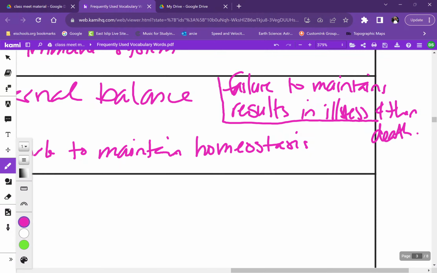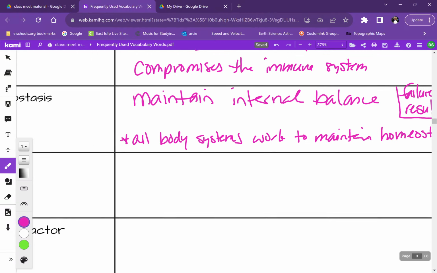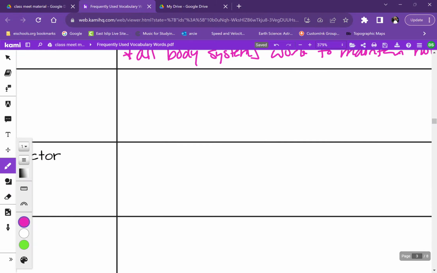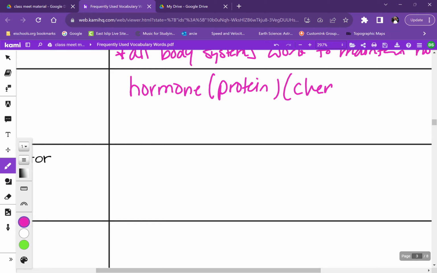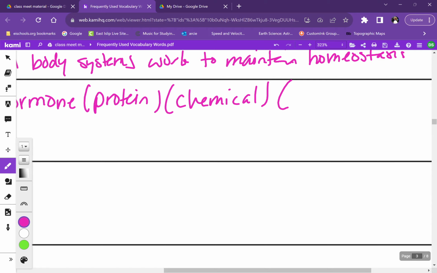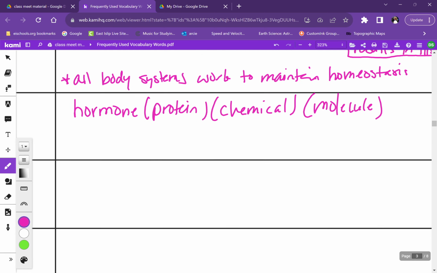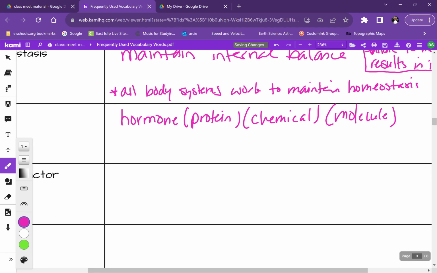All right. Next one should be insulin. Insulin is a hormone, which means that it is a protein, which means that it is a chemical, which means that it is a molecule. Those are all the words that you could see that describe insulin. The main function of insulin is to lower blood sugar.